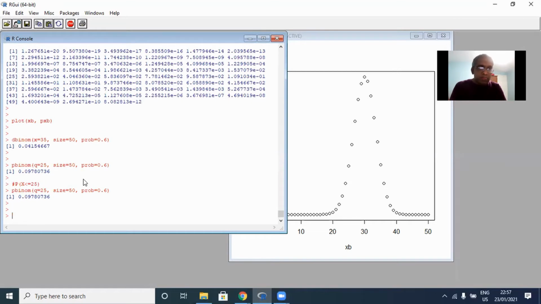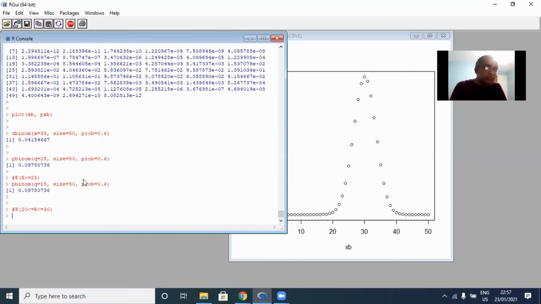Now, suppose you want to compute the probability that x is between 20 and 30. This can be computed as follows.